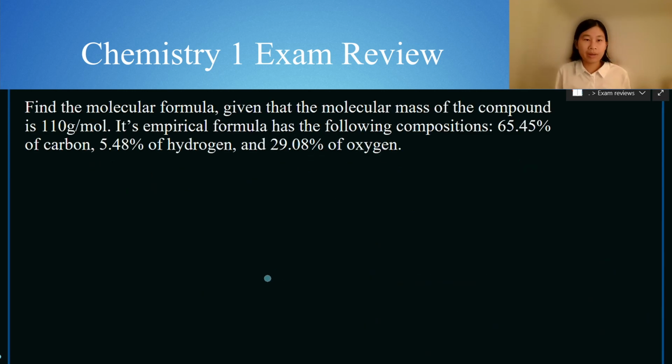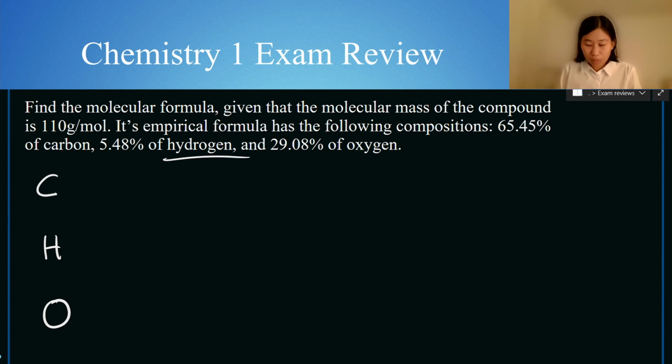Now let's do this problem about finding the molecular formula. We're given that the molecular mass of the compound is 110 grams per mole, and we're also given this other information, these percent compositions of the elements, to find its empirical formula. For this, we're going to start out by listing what elements we have: carbon, hydrogen, and oxygen. Now I'm going to write equal signs and start putting the percent numbers, without the percent sign, over the atomic masses of these elements.